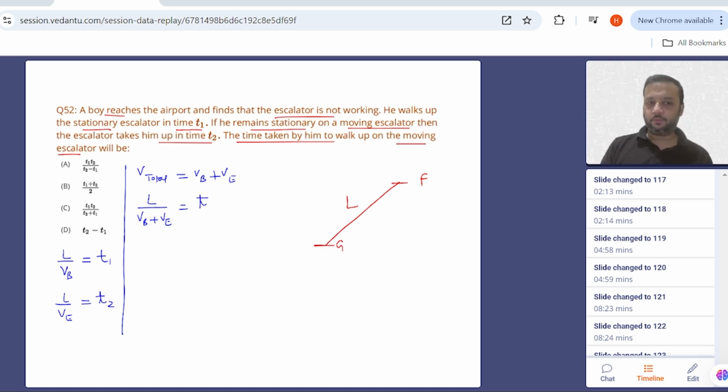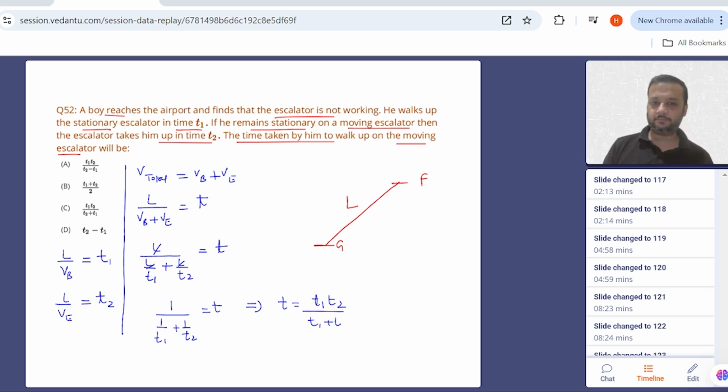Now very easily we can put the value of Vb from the first equation. So if you put the value of Vb, it will be L by t1. The value of Ve will be L by t2, and this will be equal to t. So from here L gets cancelled, and we get 1 by t1 plus 1 by t2. Hence t will be equal to t1 t2 divided by t1 plus t2.